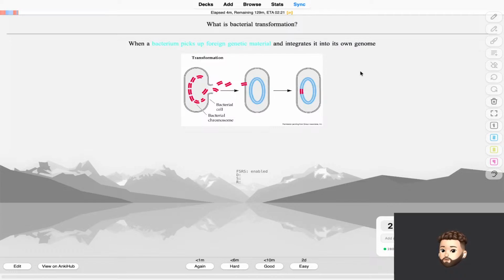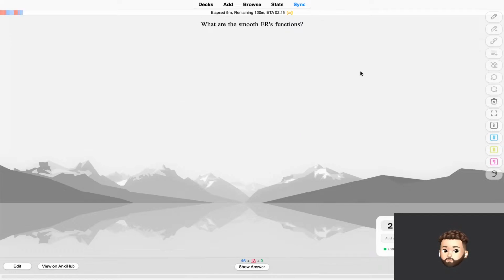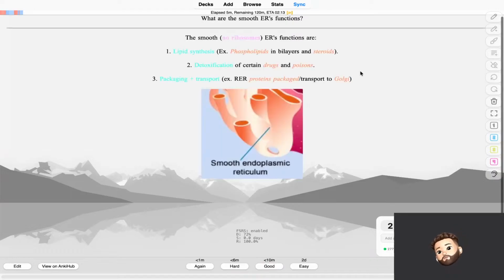Foreign genetic material and integrates it into its own genome. Okay. What is the smooth ER's function? The smooth ER is responsible for lipid synthesis, detoxification, and packaging and transport.